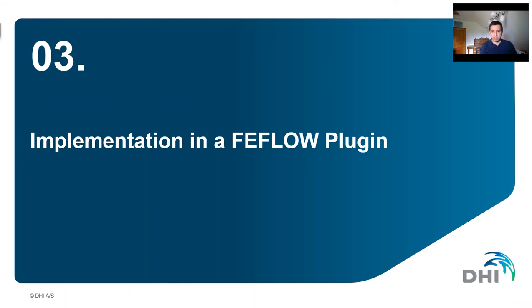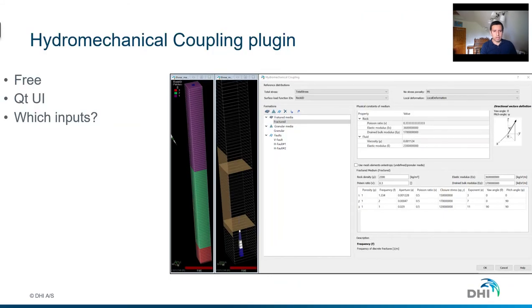Implementation in a FEFLOW plugin. The hydromechanical coupling plugin is provided with any FEFLOW installation of version 7.4. The plugin does not require a separate license. If you have a valid license for FEFLOW 7.4, you are ready to get started with this hydromechanical coupling in FEFLOW. The plugin comes with a simple to use graphical interface. It is the one that you see on my screen.